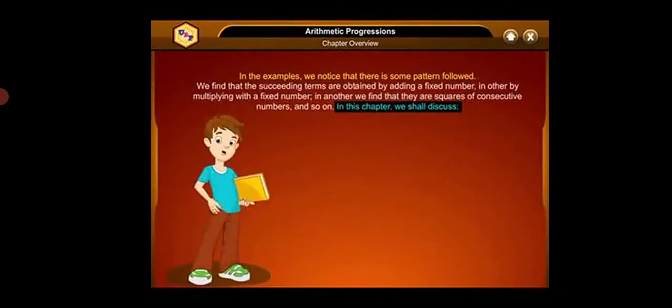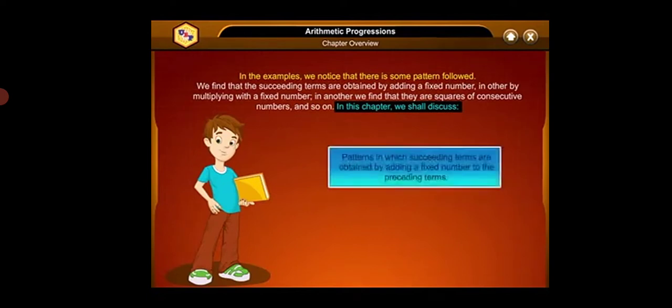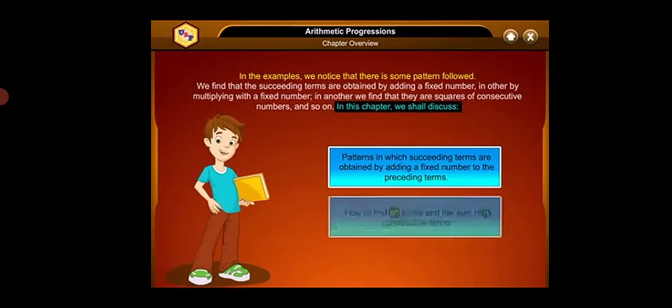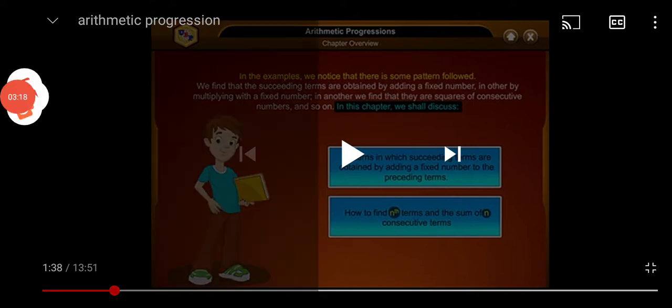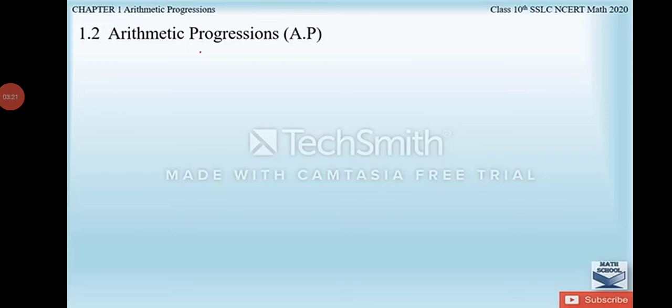In the examples, we notice that some pattern is followed. We find that the succeeding terms are obtained by adding a fixed number, or by multiplying with a fixed number, or that they are squares of consecutive numbers, and so on. In this chapter, we will discuss patterns in which succeeding terms are obtained by adding a fixed number to the preceding terms, how to find the nth term and the sum of n consecutive terms. So, arithmetic progression.